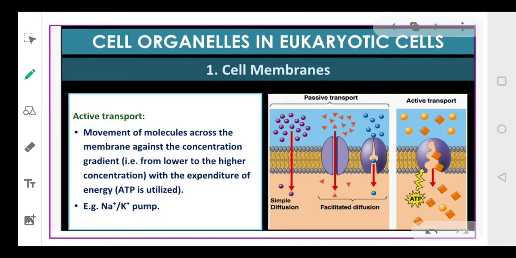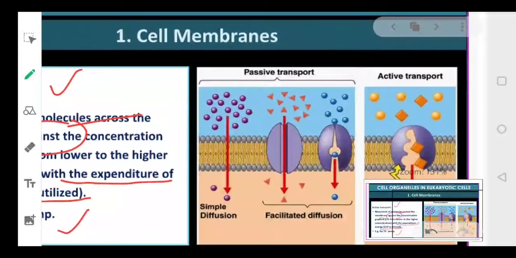Coming to active transport, it is a movement of molecules across the membrane against the concentration gradient. Means here the movement will be across the membrane, but it will be against the concentration gradient, that is from lower to higher concentration, and this transport will require the expenditure of energy. For example, the sodium potassium pump.